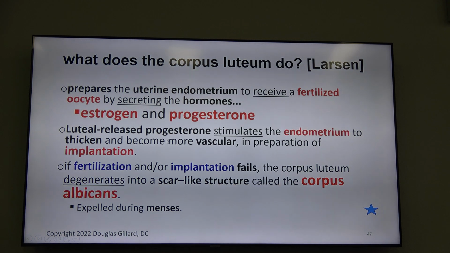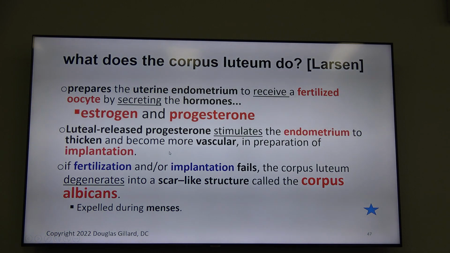And this progesterone is very important for preparing the lining of the uterus, the endometrium, to get ready to receive the secondary oocyte should fertilization happen to occur. So super, super important.